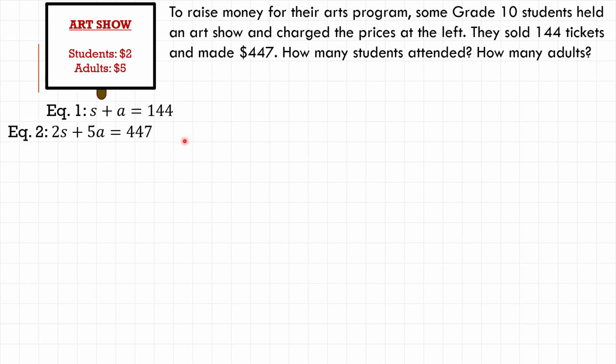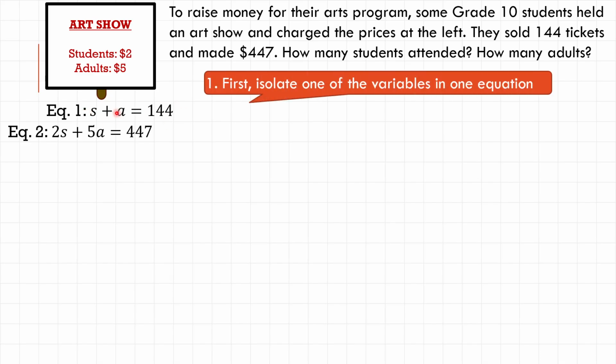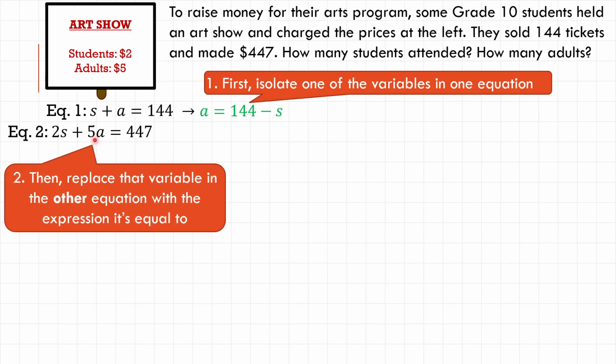Well, our first step is always to, like I mentioned, choose one equation and isolate one of the variables. I'm going to isolate the number of adults. I'm going to isolate A. So in this case, this will turn into 144 minus S. And I'm going to take that expression and replace A in the other equation with this exact expression. So this will turn into 2S plus 5 times (144 minus S) equals 447. And there we go. We already have an equation with only one variable, and that variable is S.